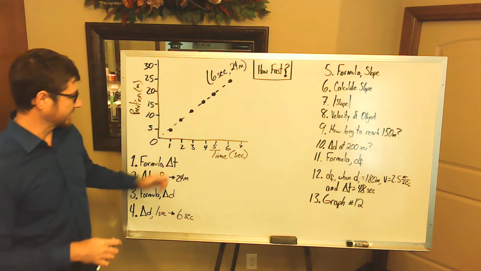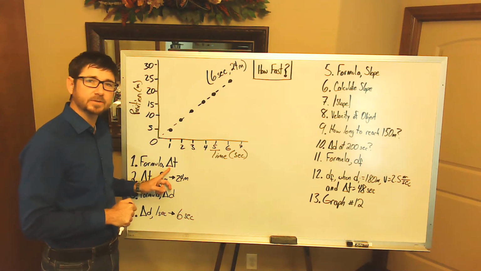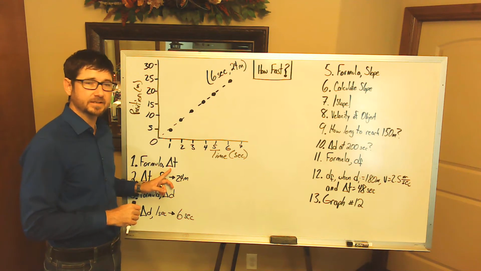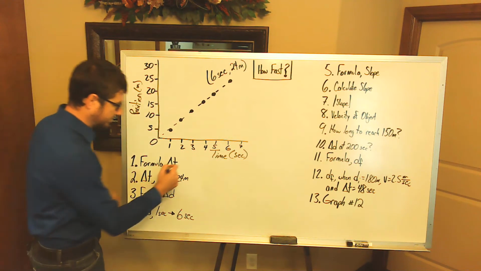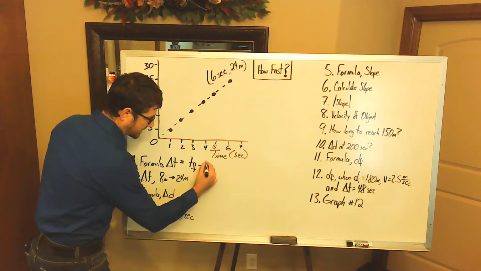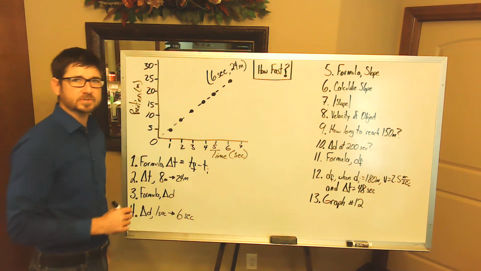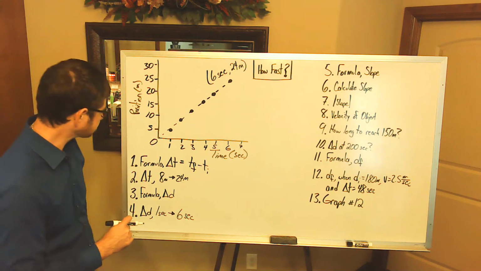Okay? So for number one, it wants to know what is the formula for delta t. Well, remember that the Greek letter delta, right here, this symbol delta, represents change in. And so the change in time, our time interval, is equal to the final time minus the initial time. So t sub f minus t sub i.